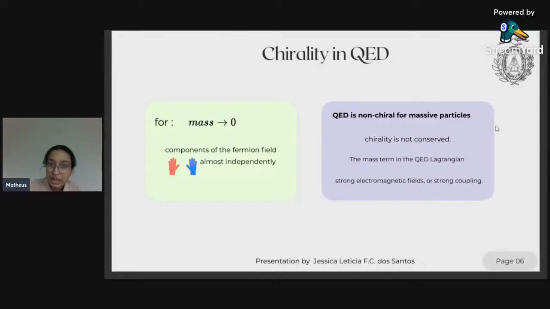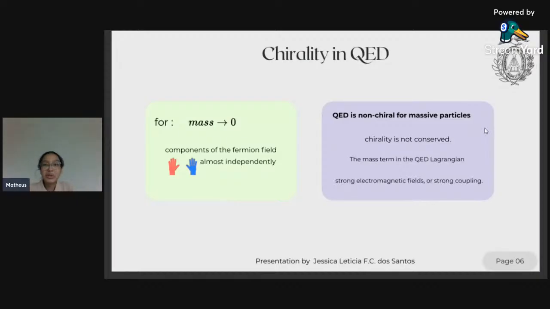Okay, so talking about chirality and QED. For mass tending to zero, the components of the fermion field, left and right-handed, behave almost independently. But for massive particles, chirality is not conserved. The mass term in the QED Lagrangian breaks the symmetry.